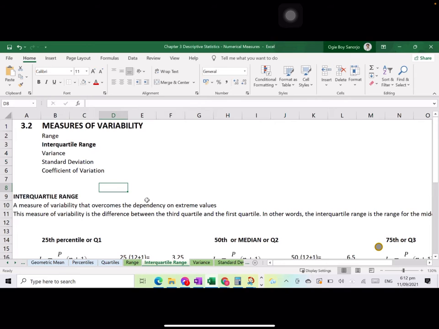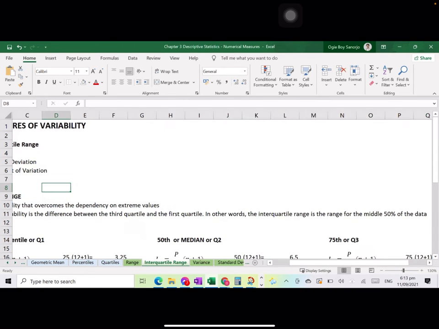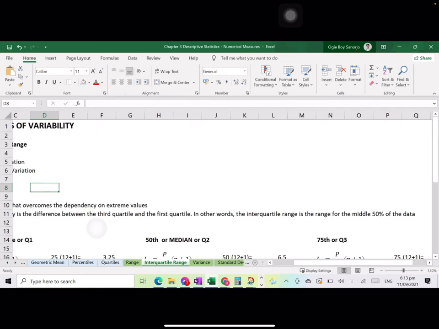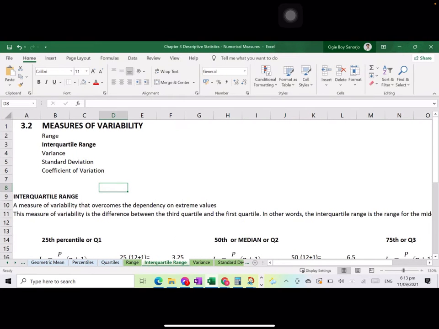For the second topic of measures of variability, we have the interquartile range. Okay, sa mga nag-i-inerte, no? Inner quartile range. Charot. A measure of variability that overcomes the dependency on extreme values. This measure of variability is the difference only between the third quartile and the first quartile. In other words, the interquartile range covers the middle 50% of the data.